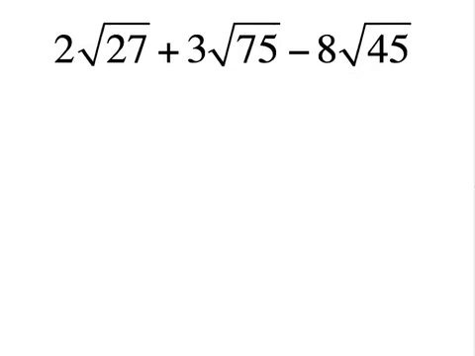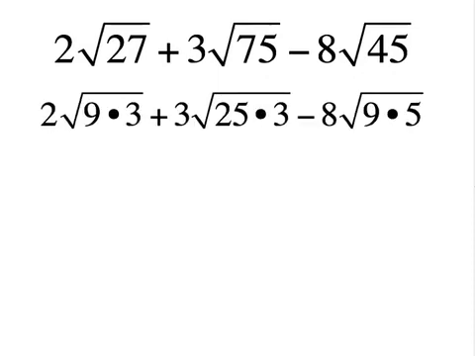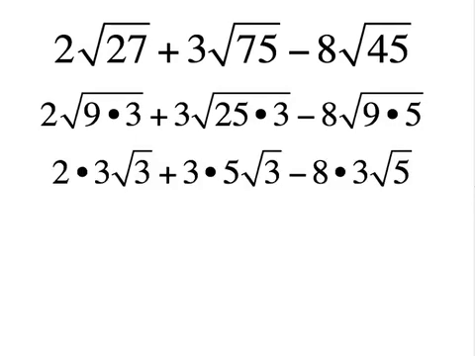Here's one even more complicated. 2 root 27 plus 3 root 75. Take away 8 root 45. We simplify each one of the square roots. And 27 is 9 times 3. 75 is 25 times 3. And 45 is 9 times 5. So the square root of 9 is 3.